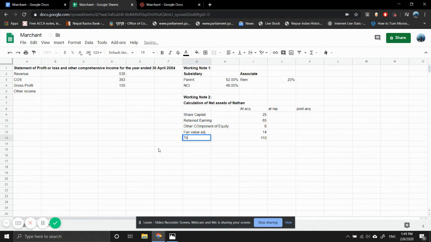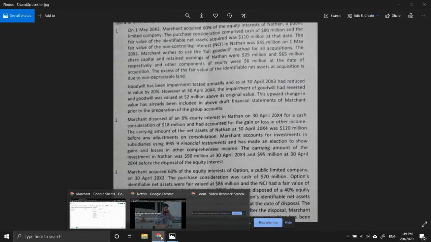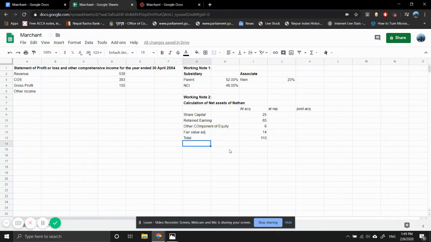I think it's land, right? Non-depreciable land, so no need to worry about depreciation. Anything else? We don't have the information for the reporting date, so we'll just continue on like this, okay? Working note 3, calculation of goodwill.